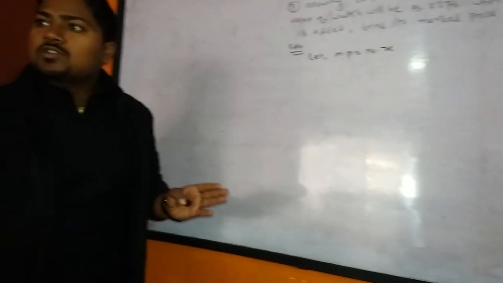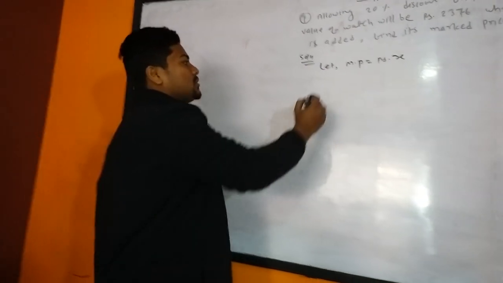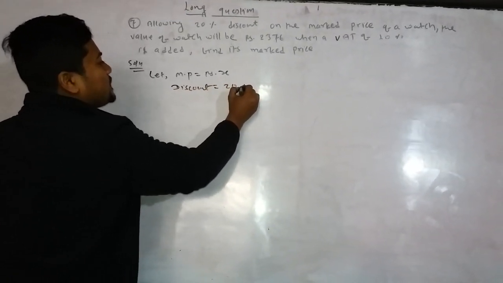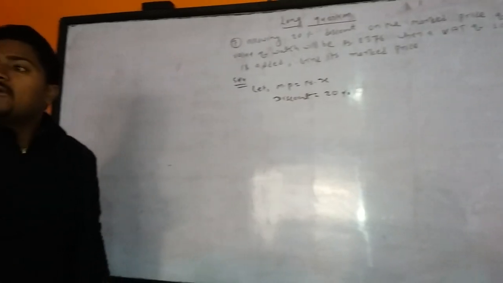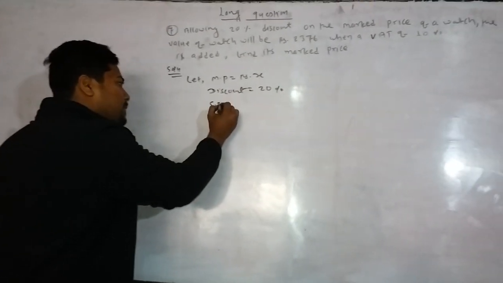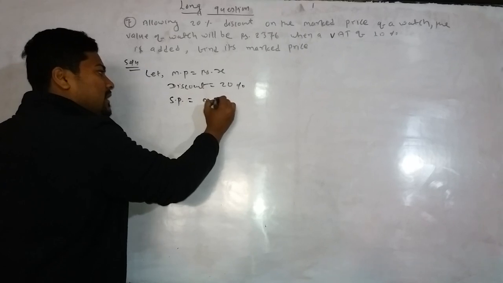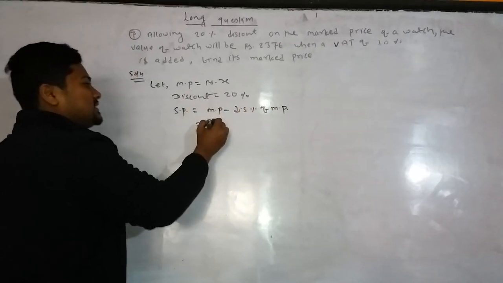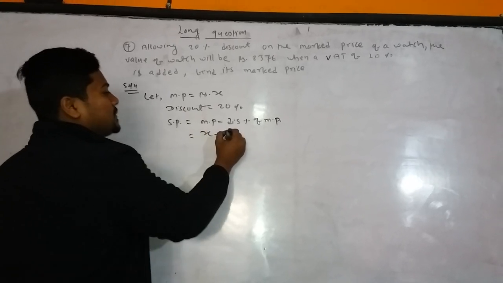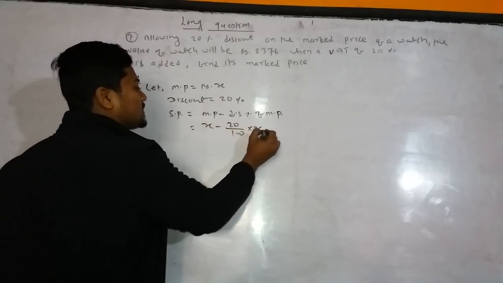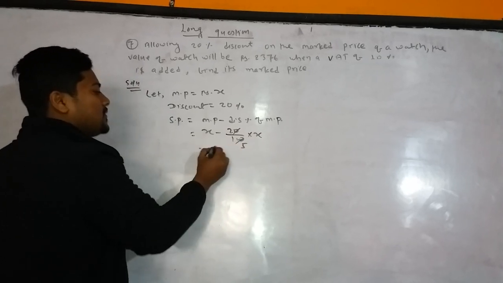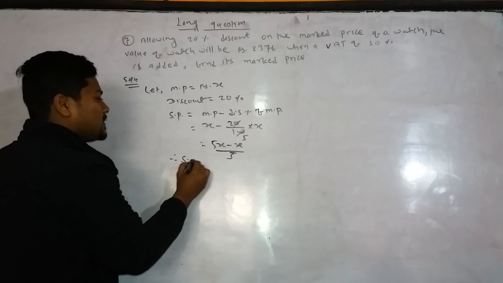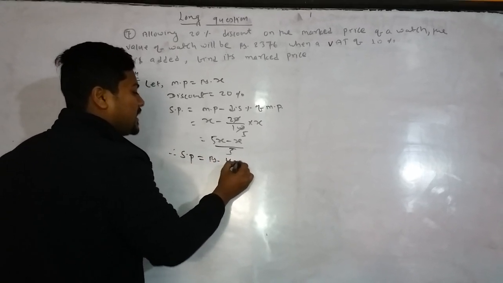After mark price, what is the turn? Discount percentage. So what is the discount given here? Discount is equal to 20%. After discount, what do we have to find? SP. So what is the SP formula? MP minus discount percentage of MP. So MP is X minus discount is 20 upon 100 into X. What will come? X minus X upon 5. What will come, SP? 4X by 5. Yes, rupees 4X by 5.